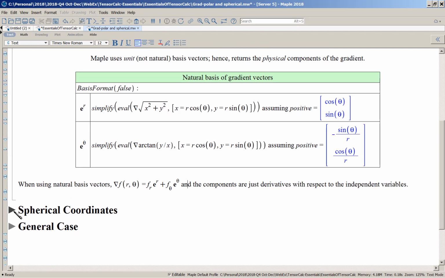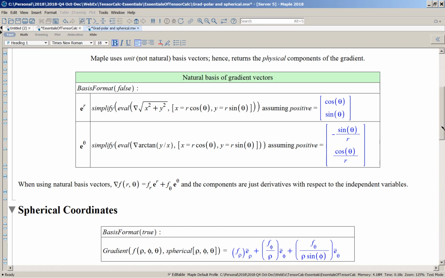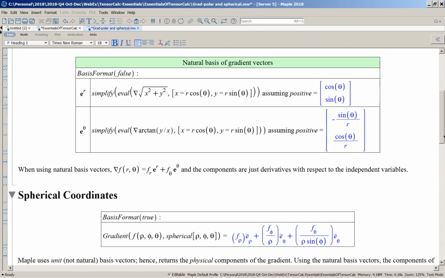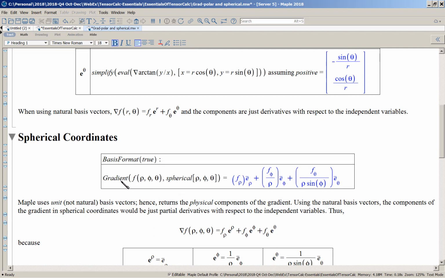Here, look at spherical coordinates. Again, if you take the gradient in spherical coordinates, where I like to use rho instead of r, Maple defaults to r phi theta. I prefer rho, so I have to name my coordinates. And see what you get. You get a derivative with respect to rho. The derivative with respect to phi has a scale factor, and the derivative with respect to theta has a different scale factor.